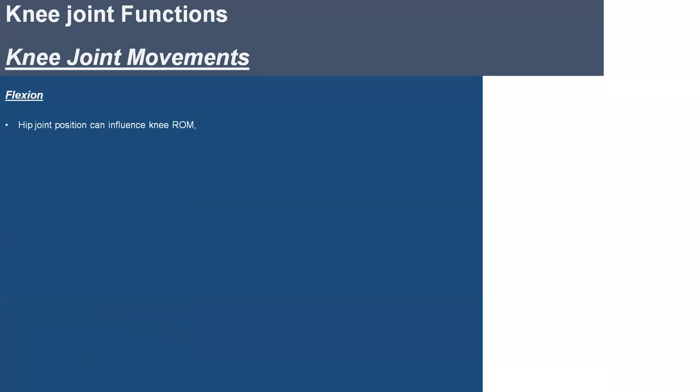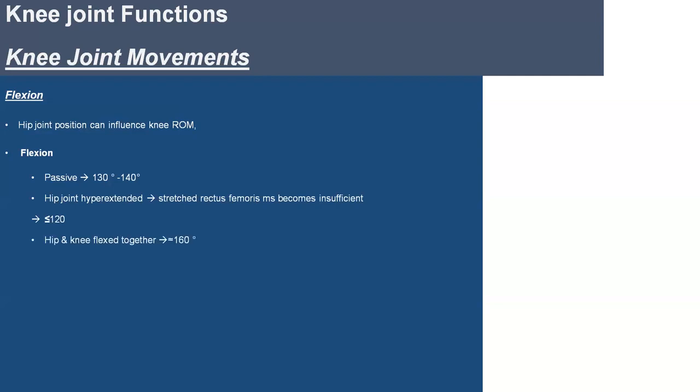So for flexion, the hip joint position can influence the knee ROM. In passive flexion, 130 to 140 degrees can be done. When the hip joint is hyperextended, the stretched rectus femoris muscle becomes insufficient, so flexion is less than 120 degrees. Hip and knee flexed together can produce 160 degrees.